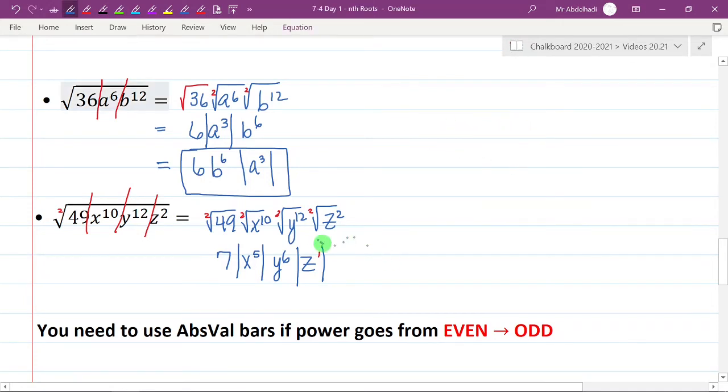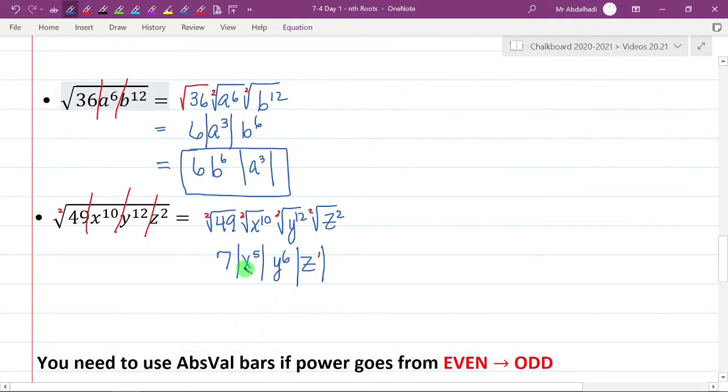If you look at the way I wrote the answer here, this is really confusing because we have 4 bars and it looks like the y to the 6th is in bars. So it's confusing the way it's written. So what we do is, like I told you, take all the bars and put them on the end. And if you have more than one thing in bars, combine them into a single set of absolute value bars.